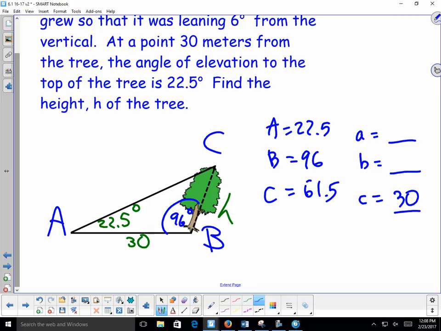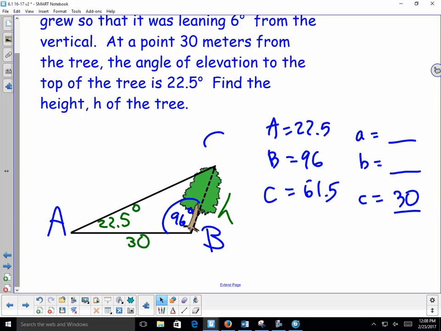Okay, so how are we setting up this, Katie? I just have a real quick question. What did we do with the 6 degrees? We said that's how we got this 96-degree angle here, because if it's leaning 6 degrees from vertical, that's a right angle, so 90 plus 6 is what gave us the 96. Okay. All right.